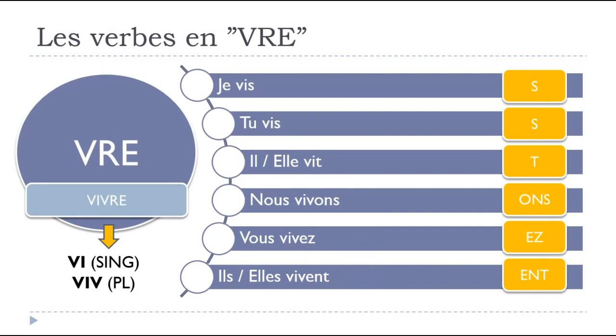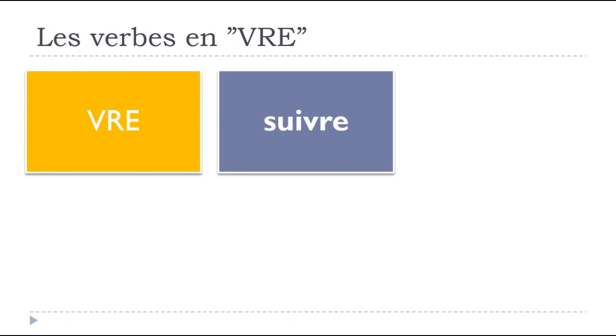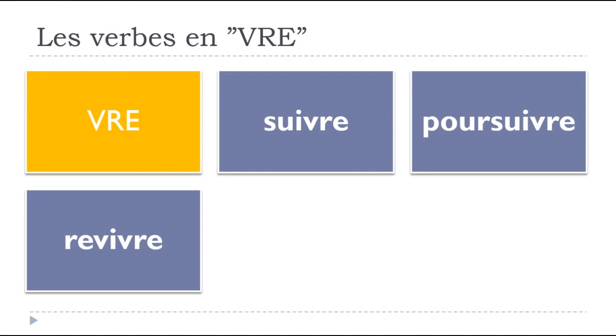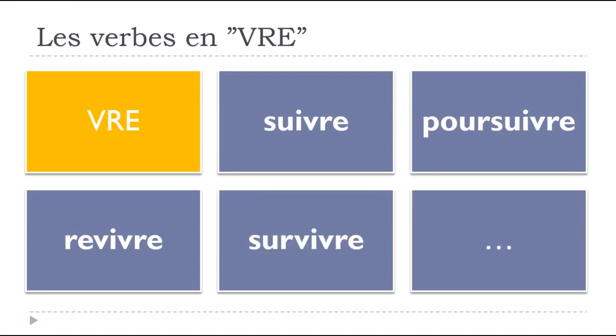Alright? So let's see now what verbs are actually conjugated like vivre. And we've got suivre, poursuivre, revivre, survivre, and a few others, but then these are the main ones. So suivre, poursuivre, revivre, survivre.